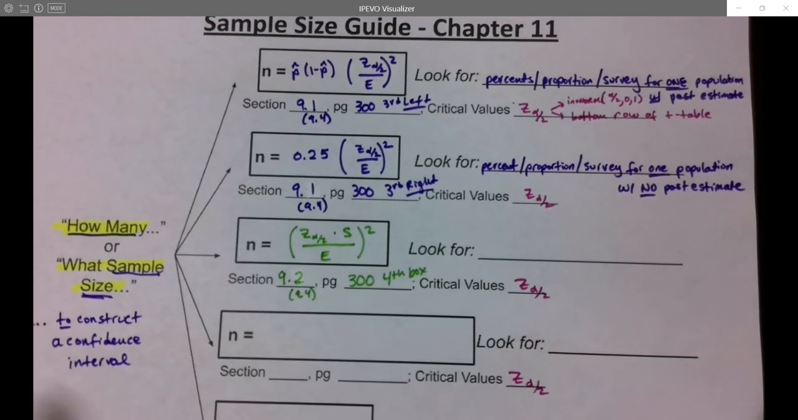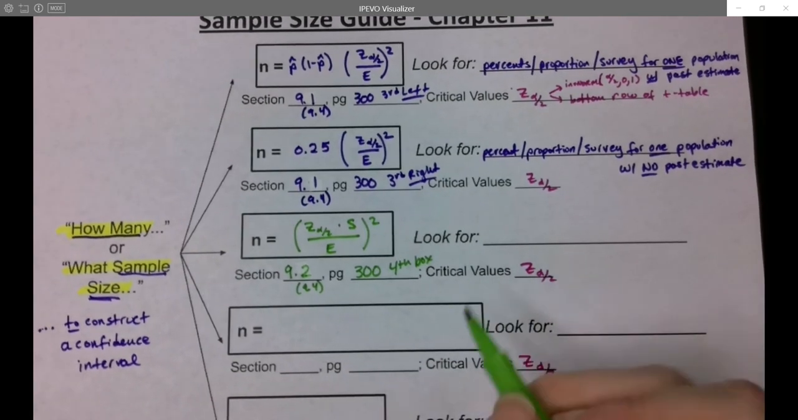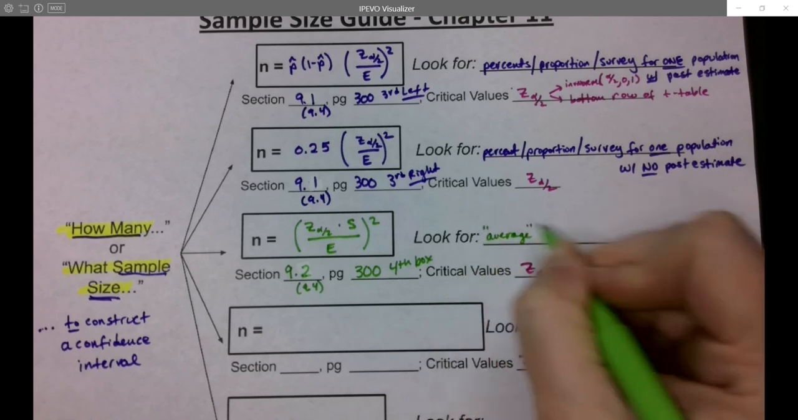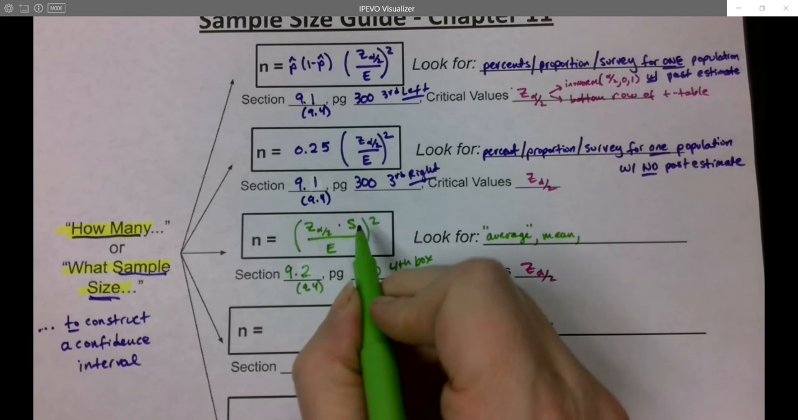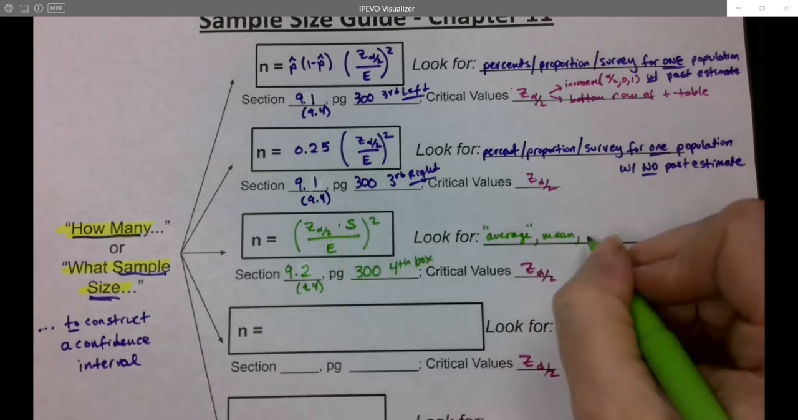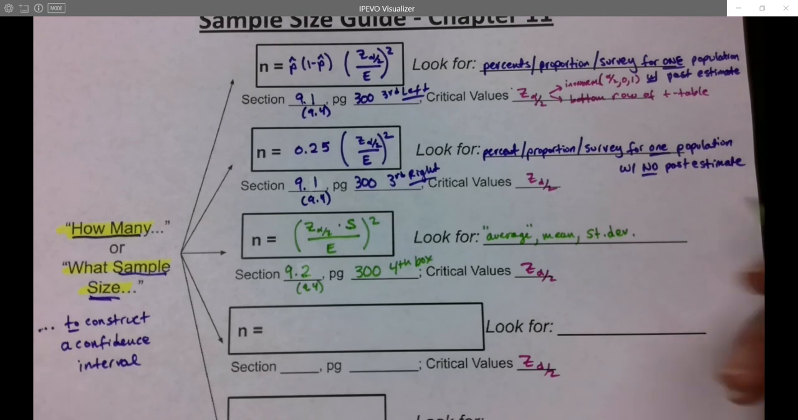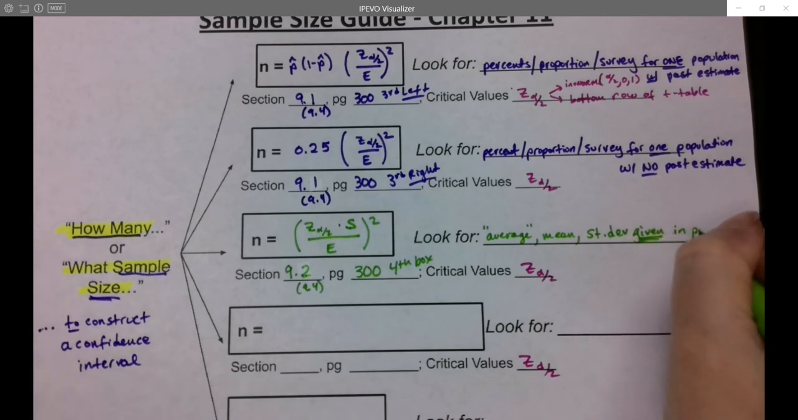Now this one's the one that's going to be obvious from a mile away because it's going to talk about what sample size, but it's going to mention average, mean. It'll have a standard deviation in the problem somewhere because there's an S in the formula. So standard deviation will be mentioned, that kind of thing. Standard deviation will be given in the problem. So that'll be a sign.